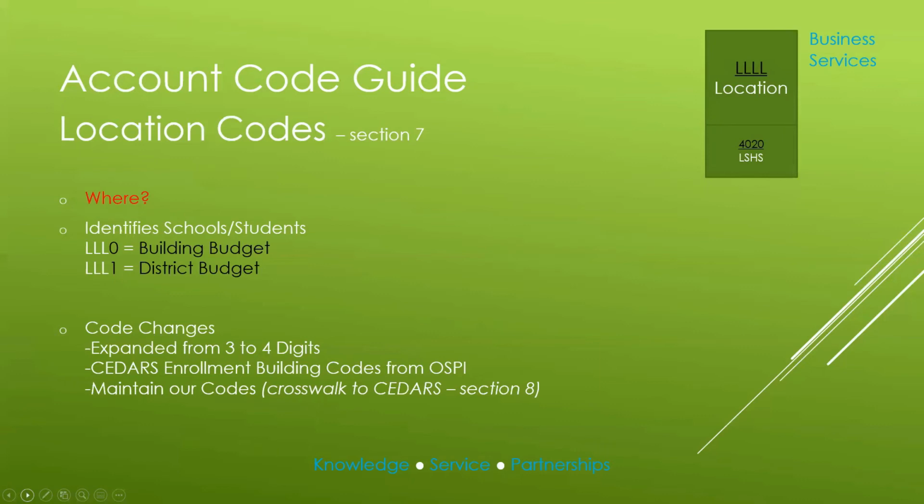And then the state wanted us to use the CEDARS enrollment building codes. Well, we weren't familiar with that. We didn't want to get everybody confused. So we decided to use our regular 3-digit or our normal location codes, add a digit, and then just do all the mapping in the background. Now we do have other location codes for admin purposes and for billing purposes that aren't a specific building.